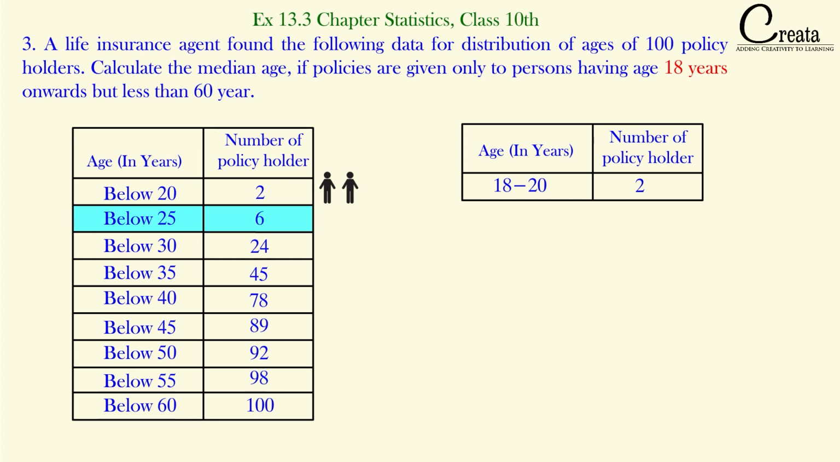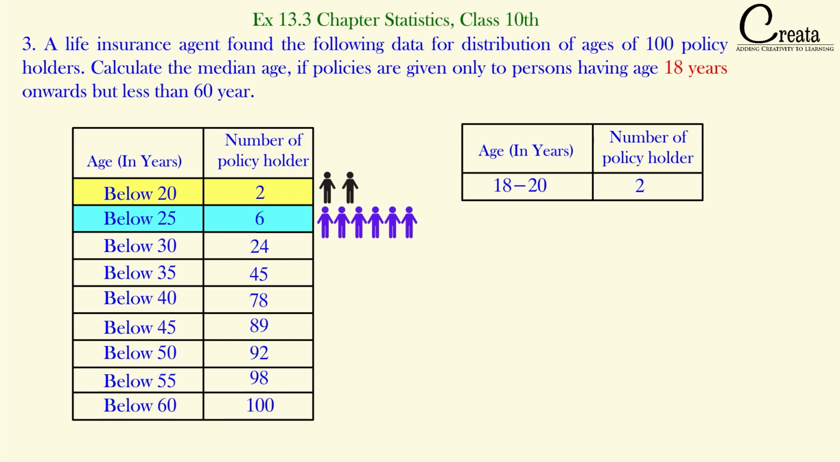Let's see the second row. Here the data is given. Below the age of 25, we are having total 6 policy holders. What does it mean? If we read this line with respect to the first row, in the first row we are having 2 people below the age of 20. Now we are having 6 people below the age of 25.